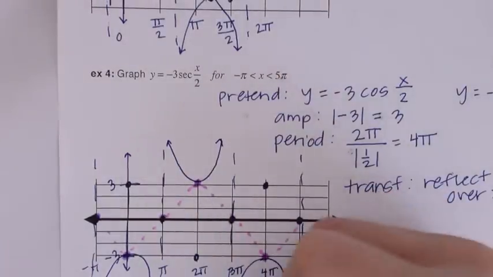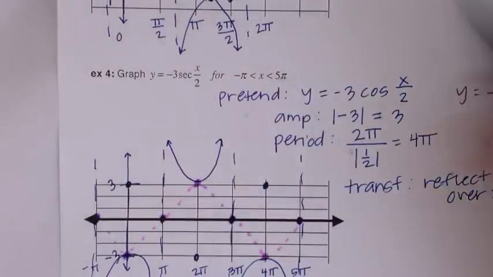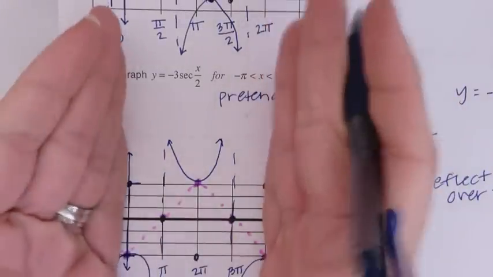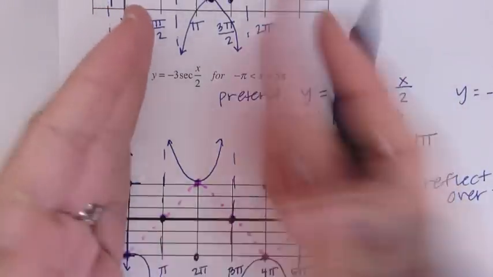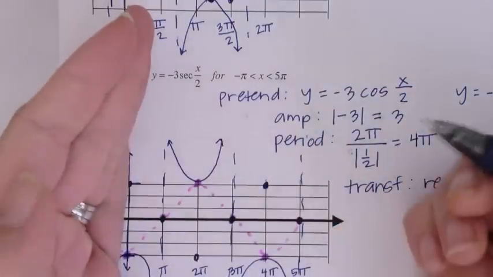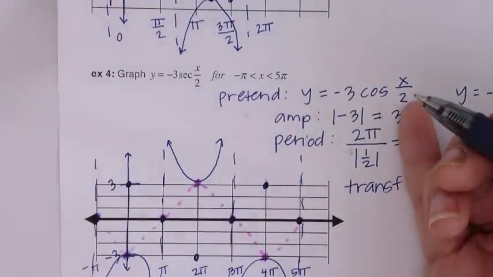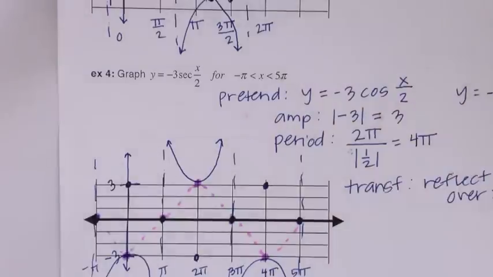And I'm pretty sure that's why this condition is here, because if we went from 0 to 4 pi, we would only be seeing half of part of the secant graph. It's still fine, but this way you get a better picture of what it looks like.